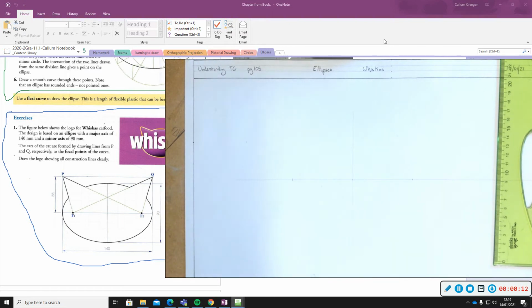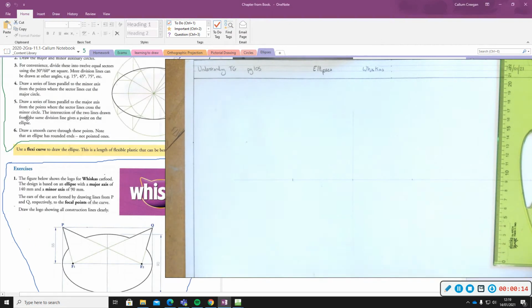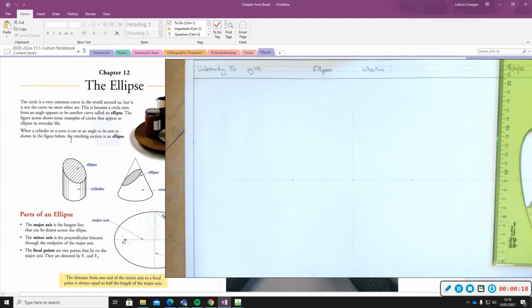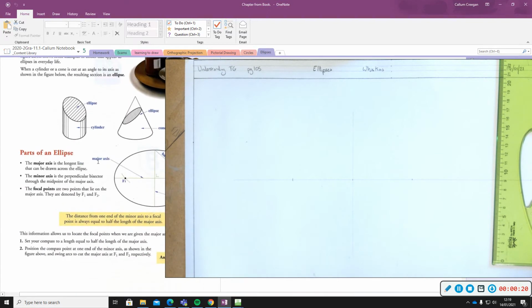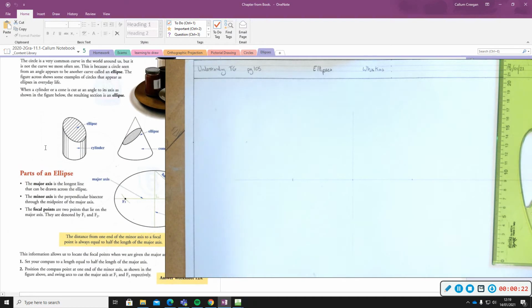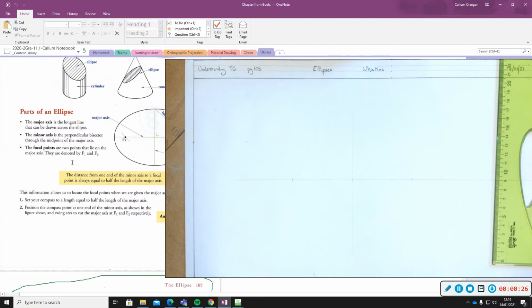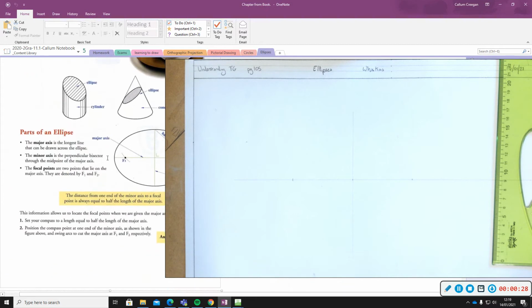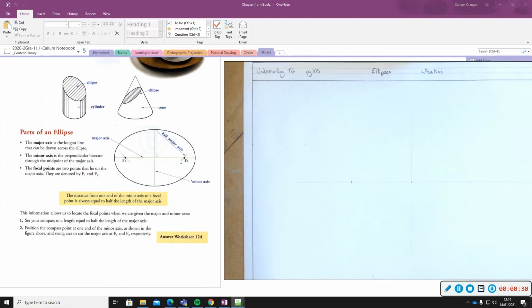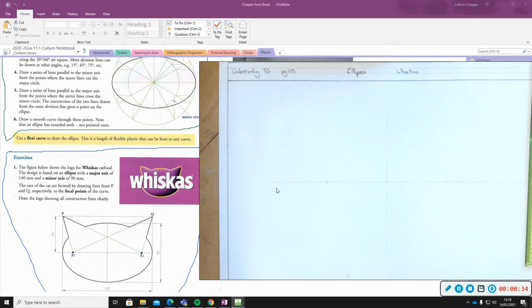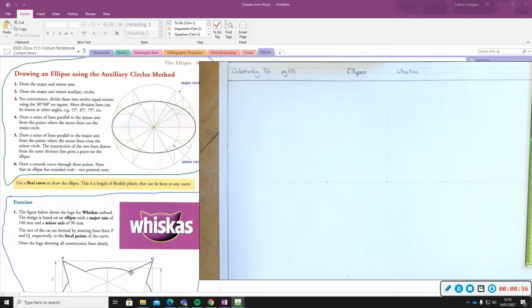Okay, so the last day I asked you to read through the questions on this page, basically going through the elements and components of an ellipse. So we have our major axis, minor axis, focal points. Now I will be explaining how you can find your focal points by doing this question, and I asked you to take this down and do this as well.